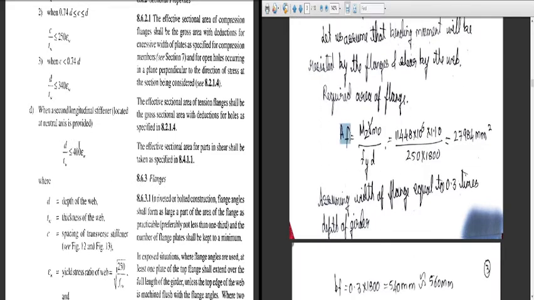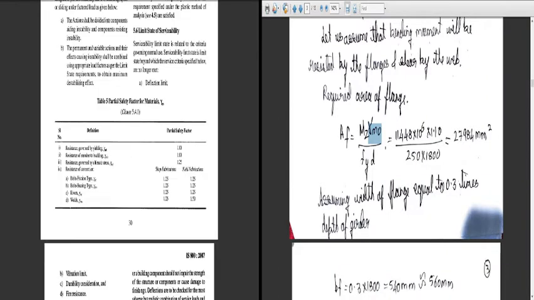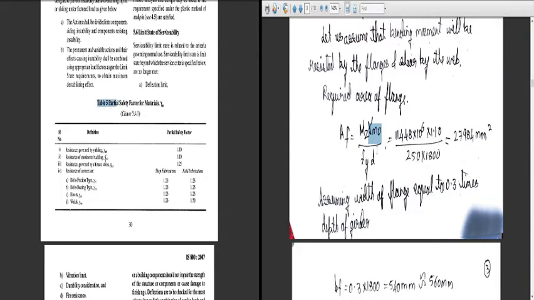So required area of the flange is given by area of flange is equal to M_z gamma_m0 divided by f_y into d. We have M_z, so 1148 into 10 to the 6. Now gamma_m0 is the partial factor of safety, which you will get in table number 5, page number 30. So you can see gamma_m0 is 1.1. f_y is 250 and d we have found out is 1800. So area of flange is working out to be 27984 mm square.